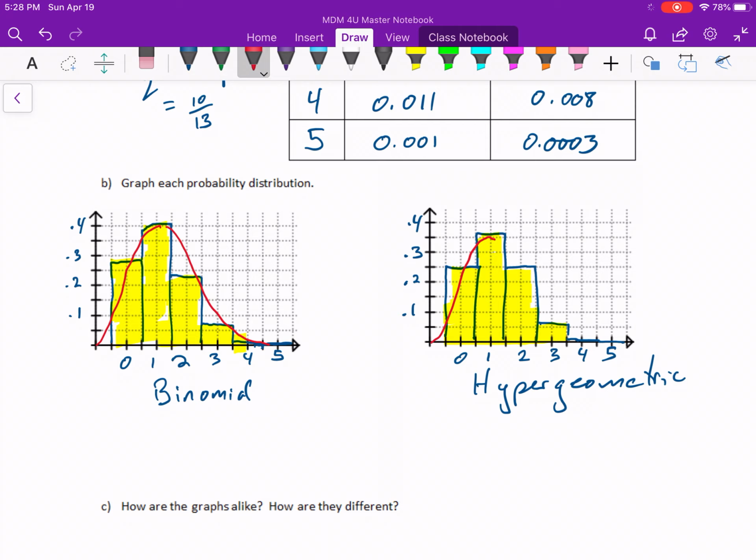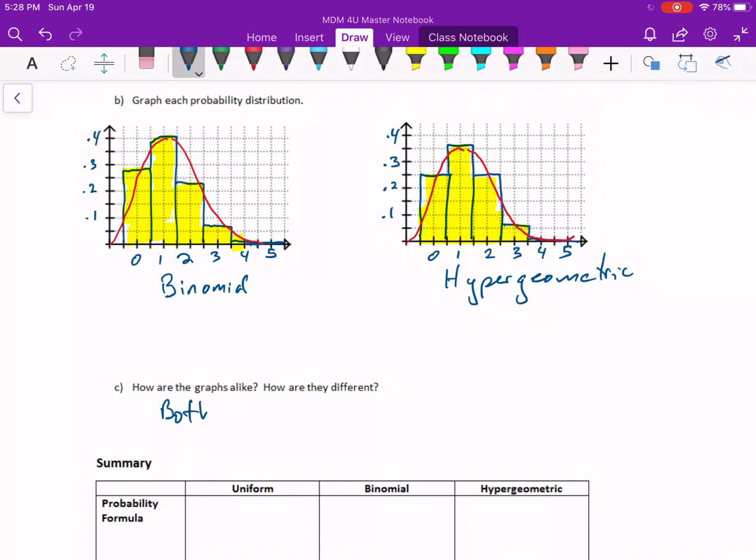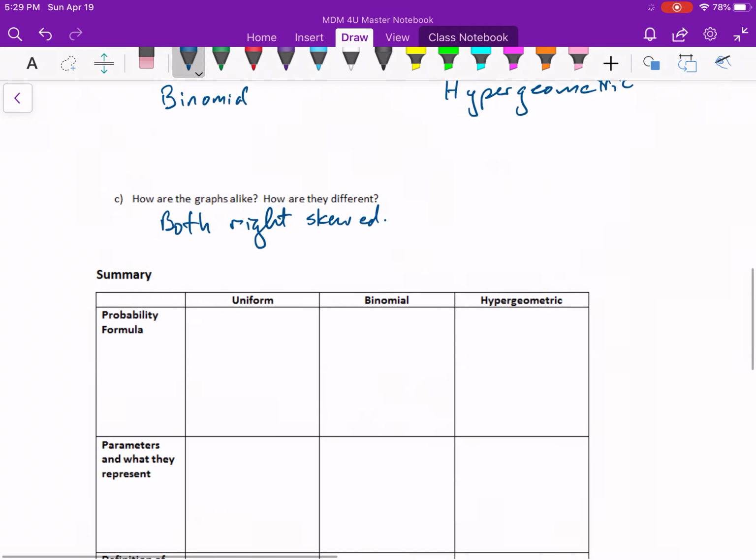Alright. So again, just connecting the tops of each of these bars. They both have a tail on the right hand side. So both right skewed. You know, there's some slight difference to the actual probabilities, but they are very similar.